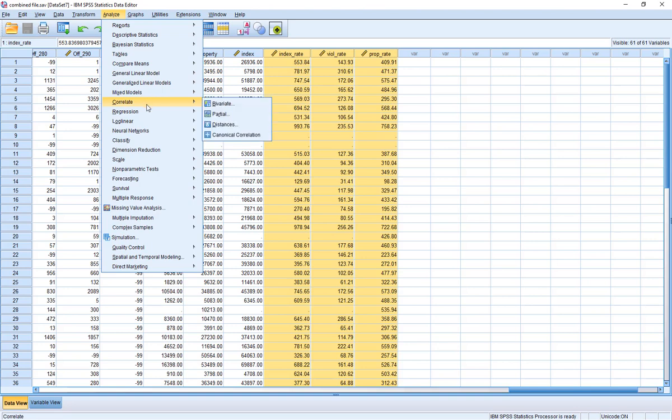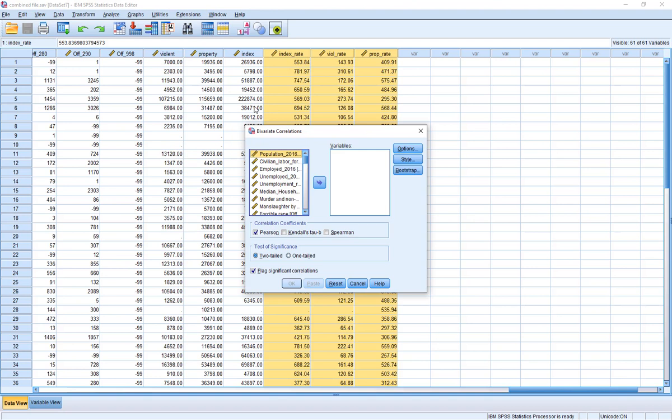Now, you can see that there are a number of different options here. We're only going to worry right now about the bivariate correlations. Let's select that. Now, I said to you before that our discussion today is going to be focusing only on the Pearson's correlation, which is when we have two continuous variables. And you can see that SPSS actually defaults to the correlation coefficients being run for Pearson's correlation.